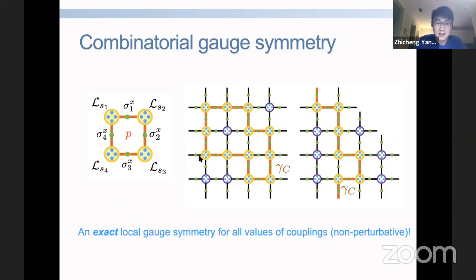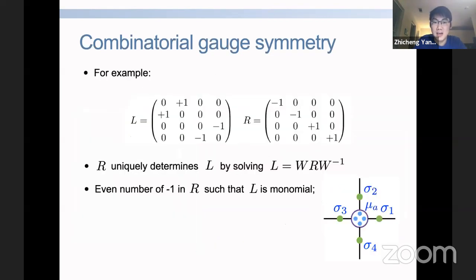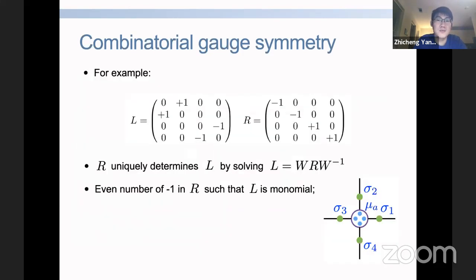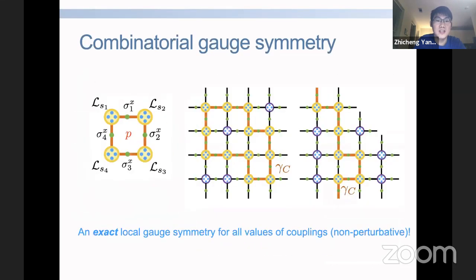And let me emphasize that this symmetry is an exact local gauge symmetry for all values of the couplings. It doesn't require some sort of perturbation in the energy scales. Remember, we have this J and we have this gamma and gamma tilde. So far, I haven't really done any perturbation in these energy scales. So this is really an exact gauge symmetry that holds for arbitrary values of the coupling.